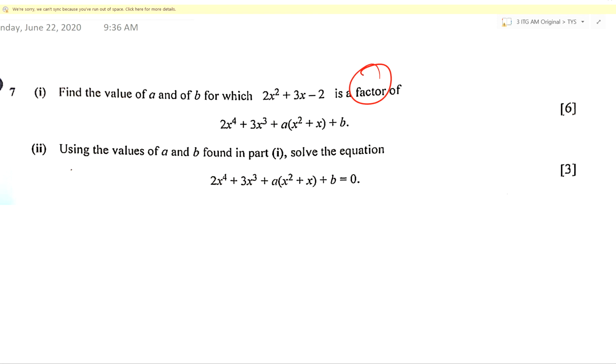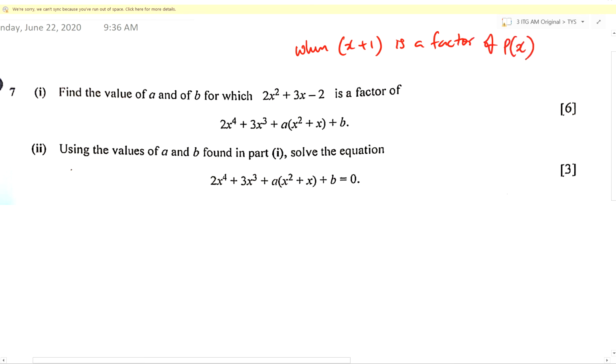But we have learned from our remainder factor theorem that when x plus 1 is a factor of p(x), for example, then p, when you substitute negative 1, will be equal to 0. That's our factor theorem. But we have always been dealing with linear factors, where the power is always 1. If for example x minus 3 is a factor, then I substitute x equals 3. But here we have a quadratic. How are we going to do that?